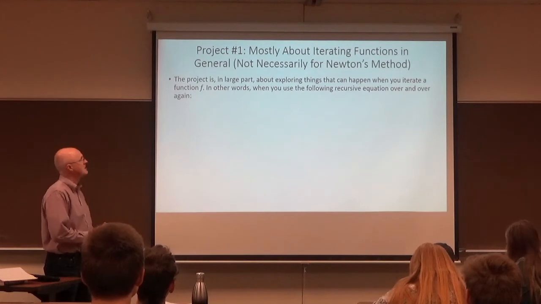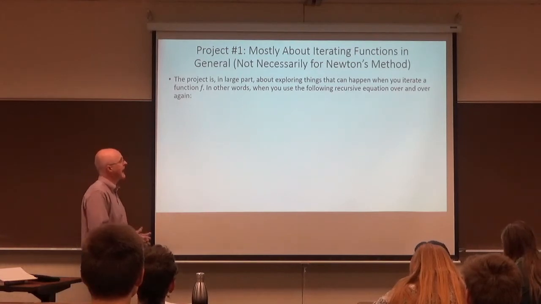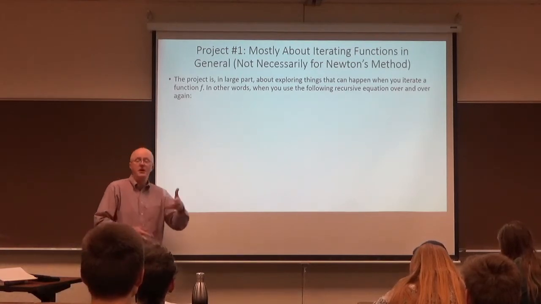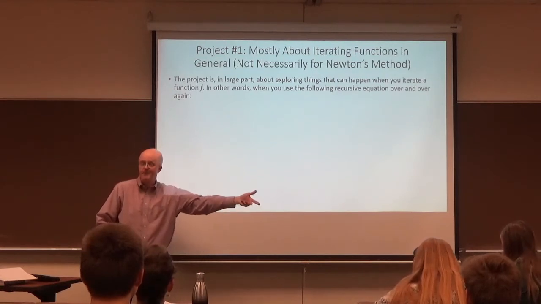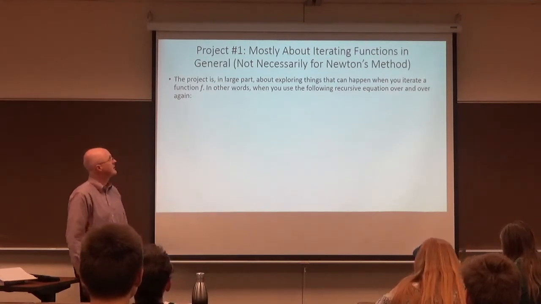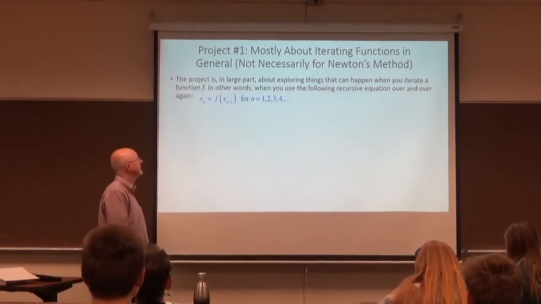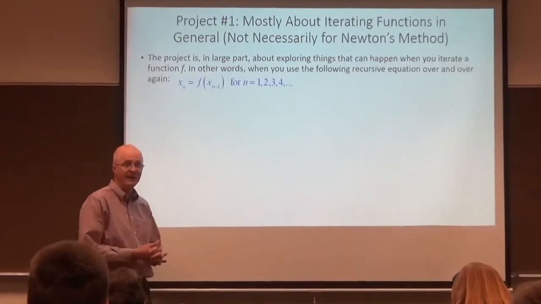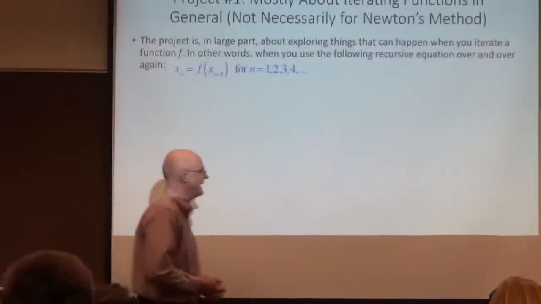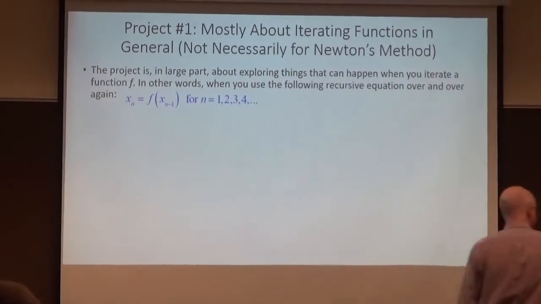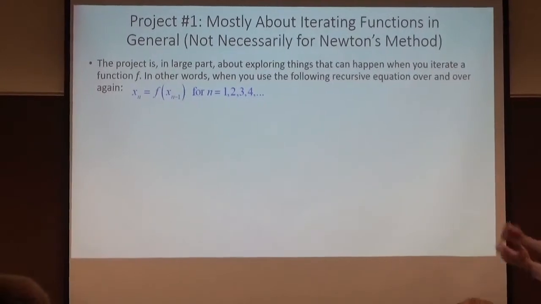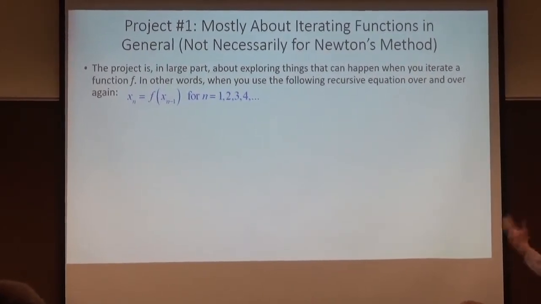The project is in large part about exploring things that can happen when you iterate a function. You use a function over and over and over again is what I mean by that. In other words, when you use the following recursive equation over and over again: x sub n equals f of x sub n minus 1, n starting at 1, then going to 2, then going to 3, etc. So that's similar to Newton's method, except it's not exactly the same.